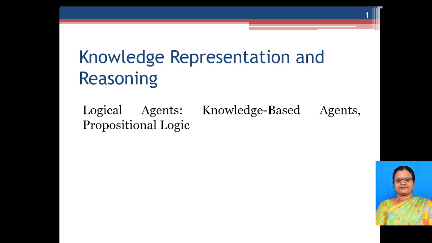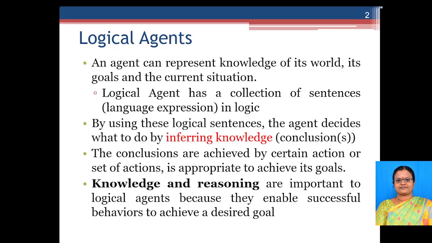Hi, now we will see about knowledge representation and reasoning, especially topics like logical agents, knowledge-based agents, and propositional logic. So, a logical agent is an agent which can represent the knowledge of its world, its goal, as well as the current situation. Any agent we take, it may be a goal-based agent, or it may be a simple reflex agent. Whatever the type of agent, it can represent whatever knowledge it has.